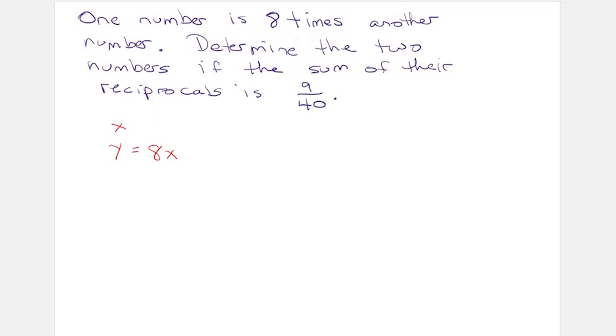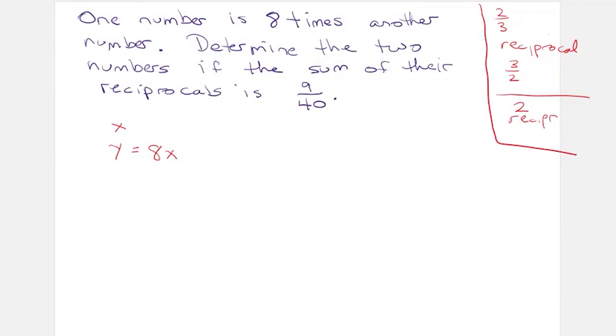And what we want to do is determine the two numbers. Now, reciprocal means that if you have 2/3, the reciprocal is 3/2, right? If you have 2, the reciprocal is 1/2. So basically what we're doing is just flipping the fractions, because 2 is the same as 2 over 1, right? So now let's do the work.